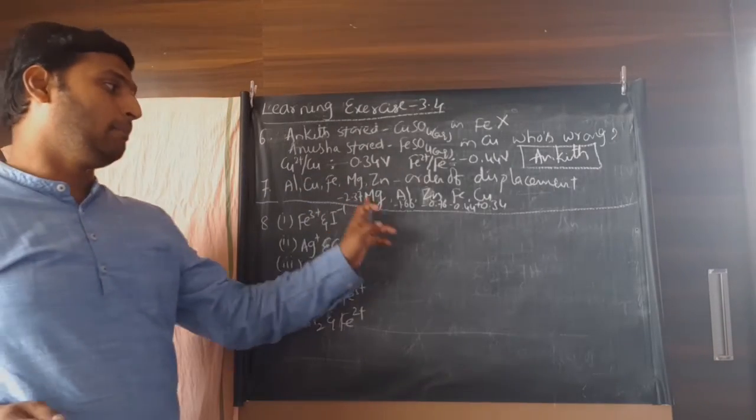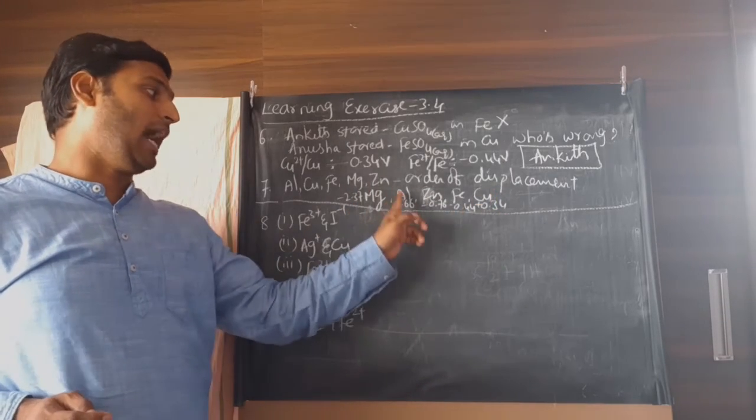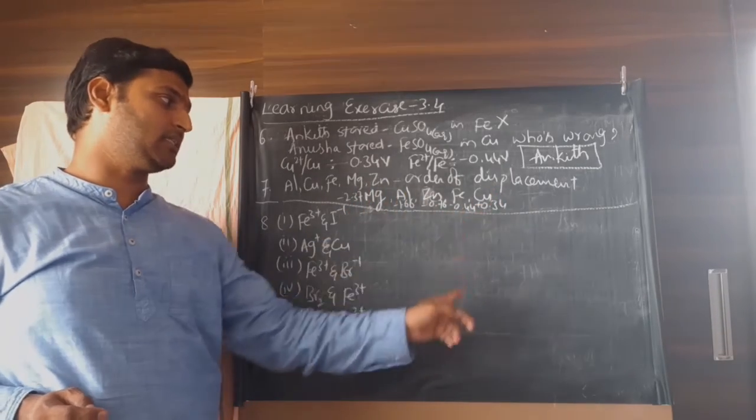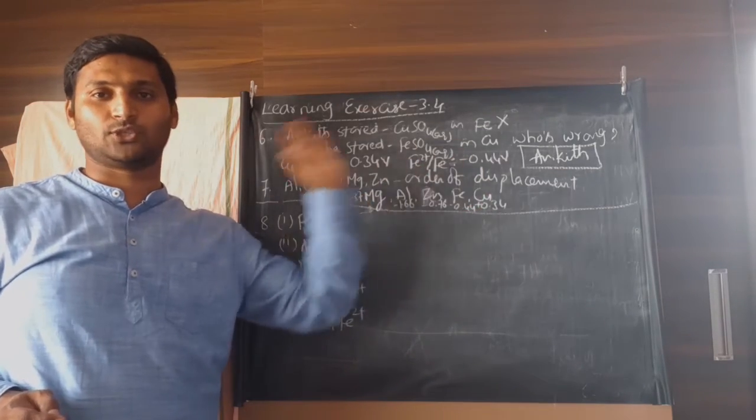On that note, magnesium, aluminium, zinc, iron, copper. Magnesium can displace all these four. Aluminium cannot displace magnesium but can displace these three. Zinc cannot displace magnesium and aluminium but can displace these two, and so on.